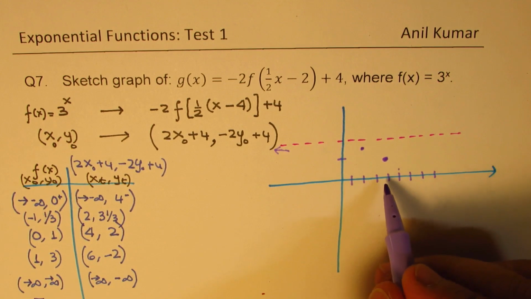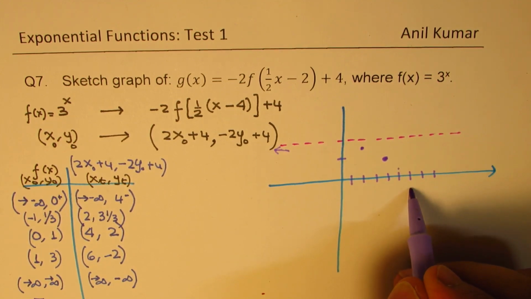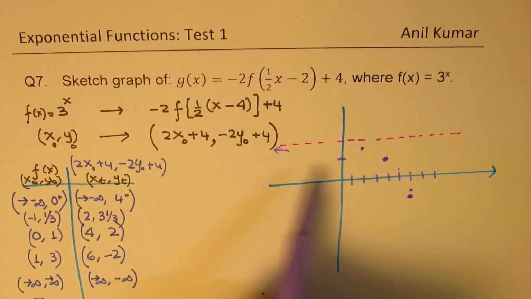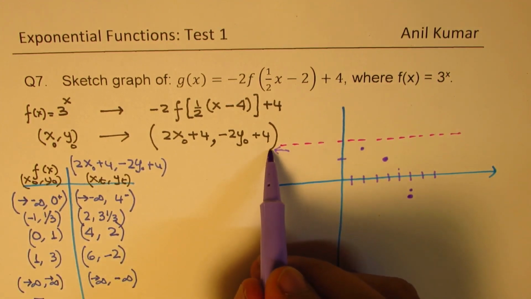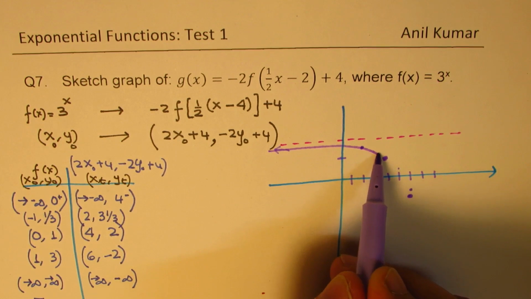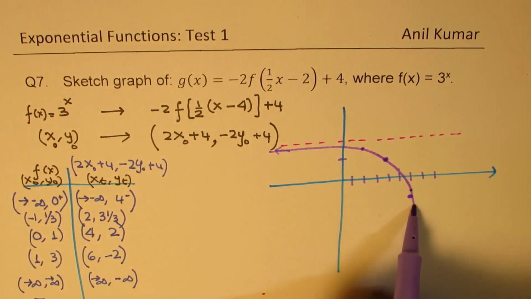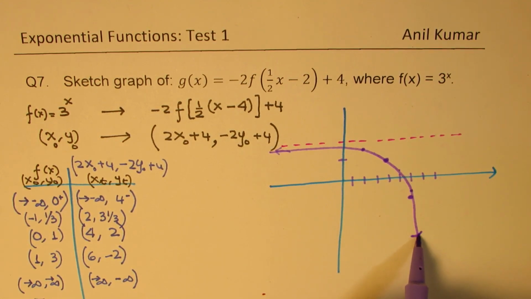At 6, we have -2. So at 6, we have -2, right? So, well, that could be a better estimator. So we have our points here to sketch. So let me just go like this. Connecting these points with a smooth curve, we get our graph. Is that clear to you, right?